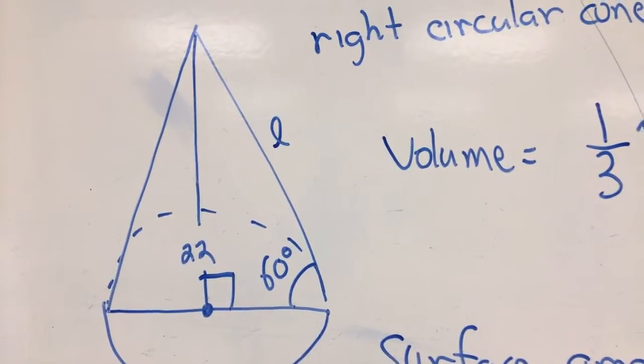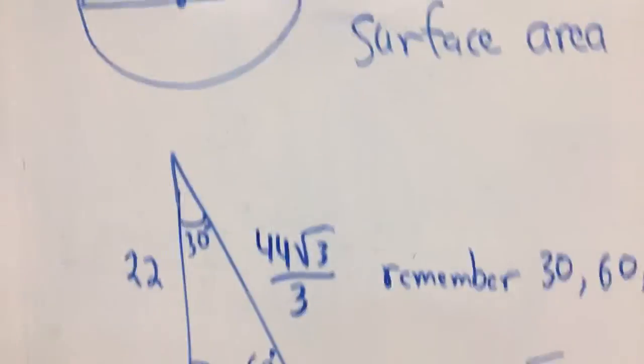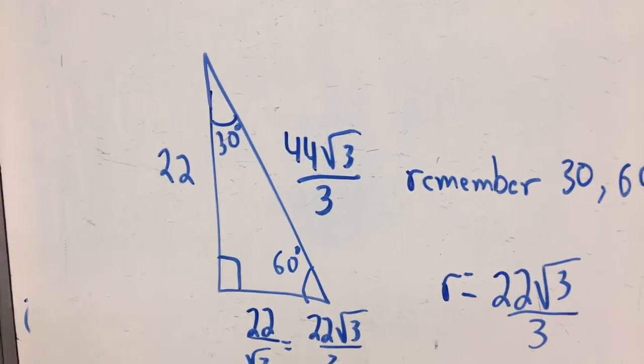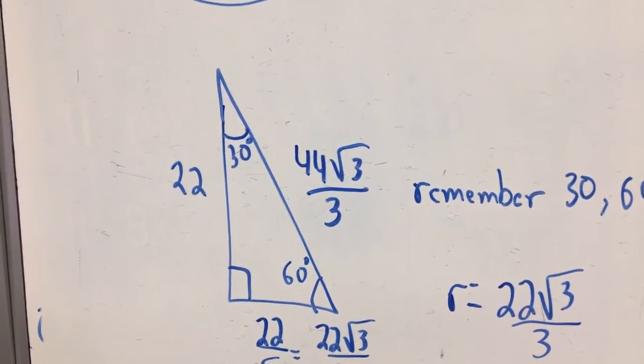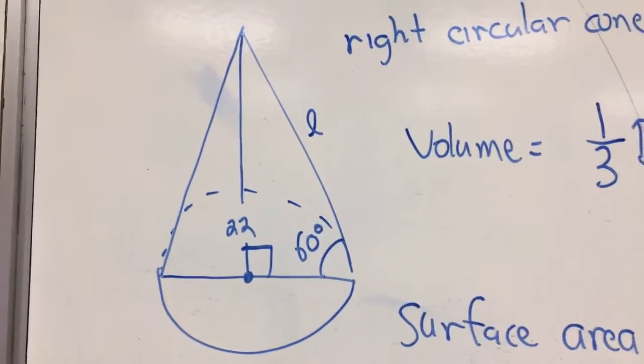Now I took this triangle that generates this right circular cone, because basically if you take this triangle and rotate it about that height axis, you'll generate that cone. That's why it's called a right circular cone.